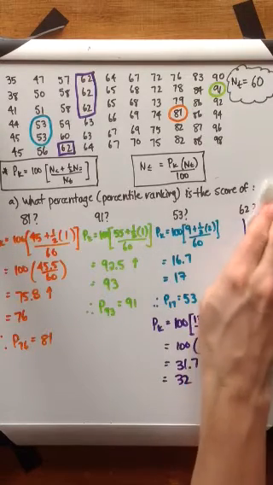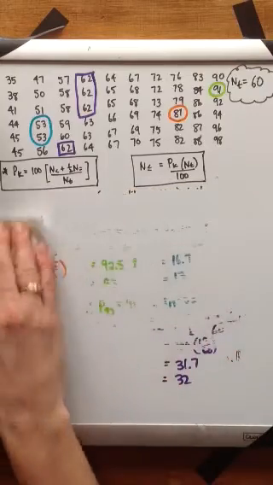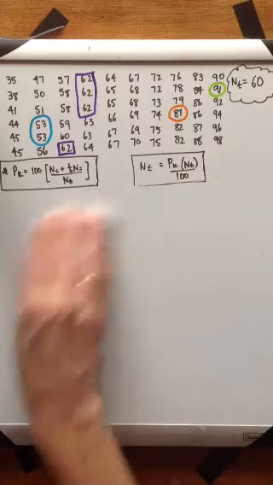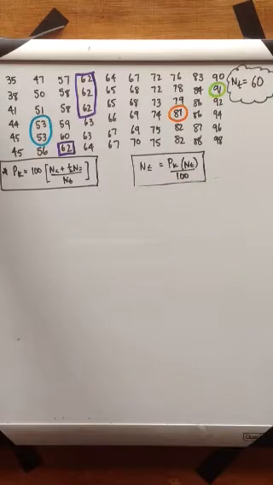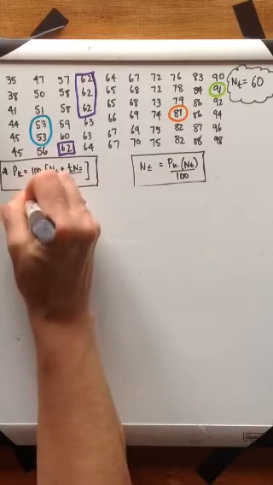Part B of this example asks us to find out what the value is in this set at certain percentile rankings. So let's explore how that works. So what score represents the 80th percentile?